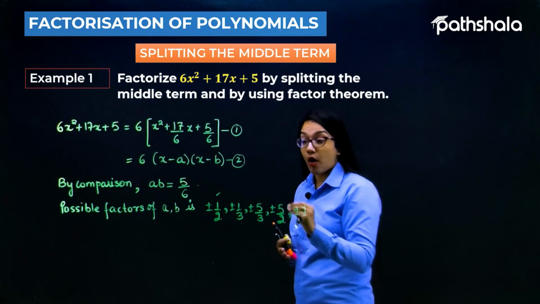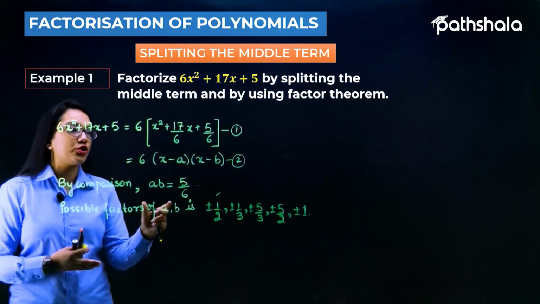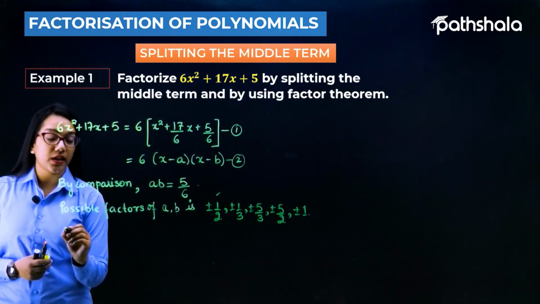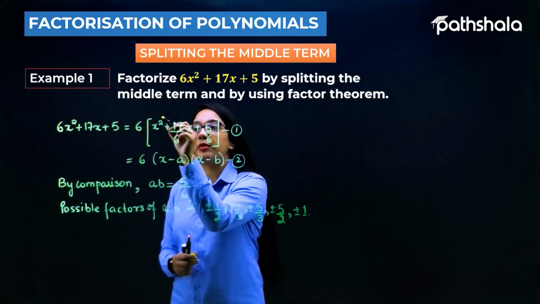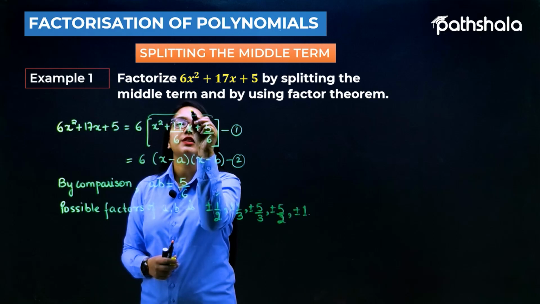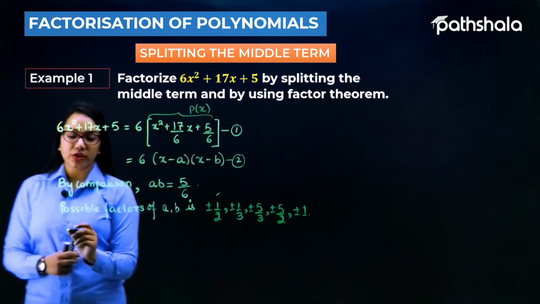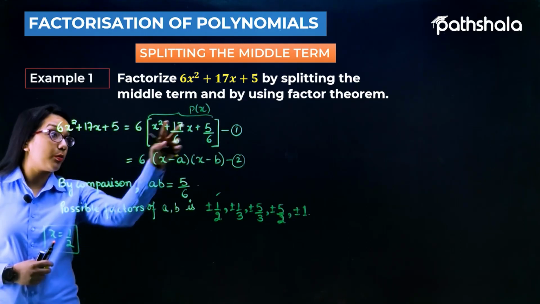So let's see how. Let us suppose I am talking about the very first term, that is half. Let's just substitute half into this particular quadratic polynomial. Let us suppose I am calling this polynomial p of x. So let's substitute x is equal to half in the polynomial.